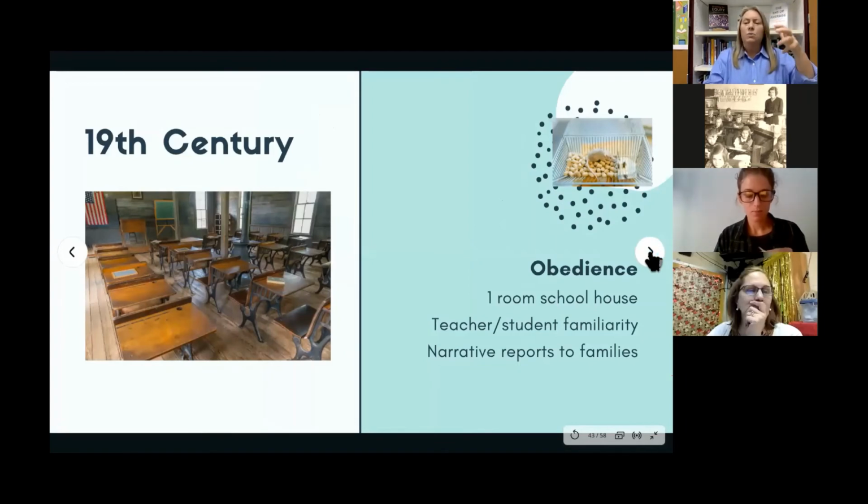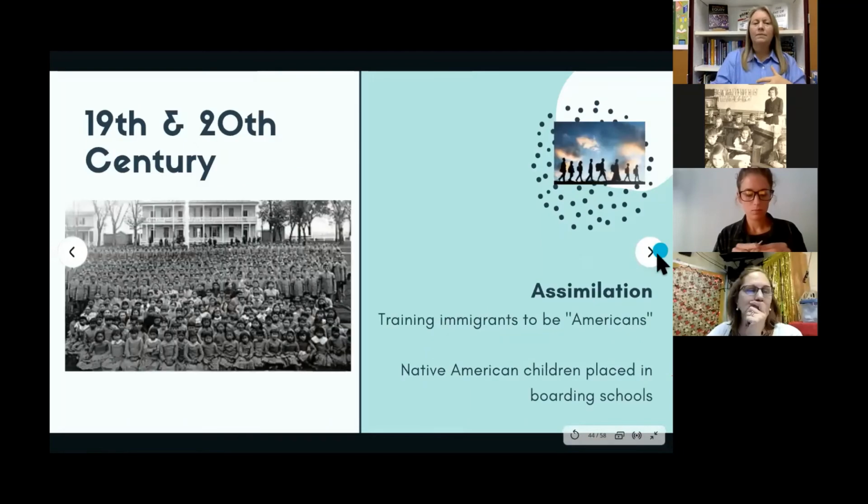One, kids were really looked at and it was reinforced about obedience, being well behaved. It was a one-room schoolhouse. The teacher was really familiar with the students in his room, and there were narrative reports given to families more often than grades. And then in the 19th and 20th century, it was about assimilation.